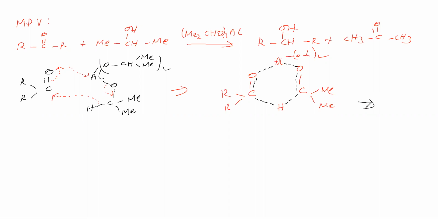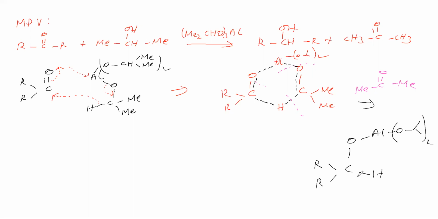Next step. What happens means, here bond breaks completely. This bond is breaking completely. So this is detaching as acetone. So what is the rest? The 2 R groups, carbon, here hydrogen is formed, here single bond O, single bond Al, here isopropoxide 2 times. Like this we got it.